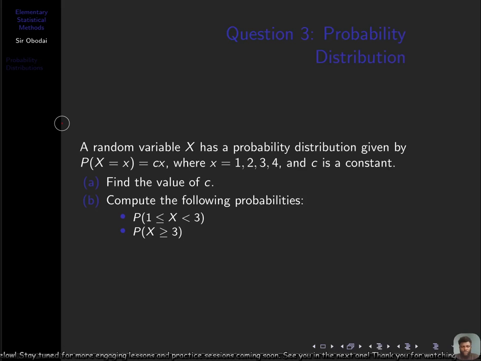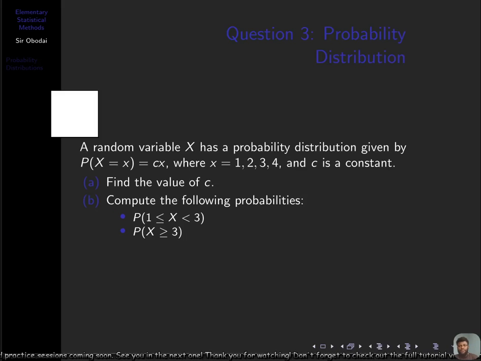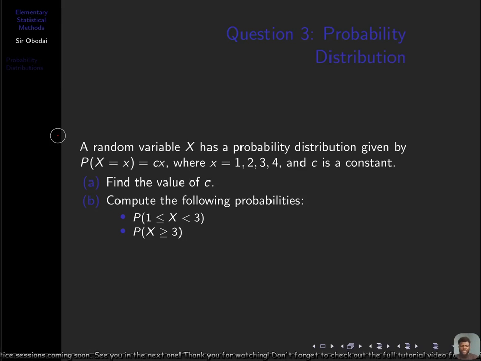So this question says a random variable x has a probability distribution given by this function you see over here, where x is 1, 2, 3, and 4, and c is a constant. You have to find the value of c and then compute these probabilities over here. At this point, you can pause and go through it yourself and then come back so that you look at how we'll be doing it together.